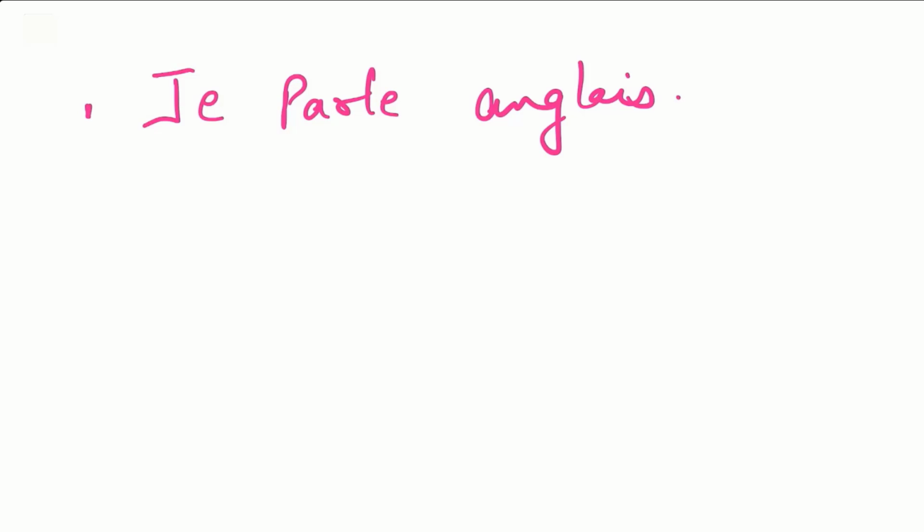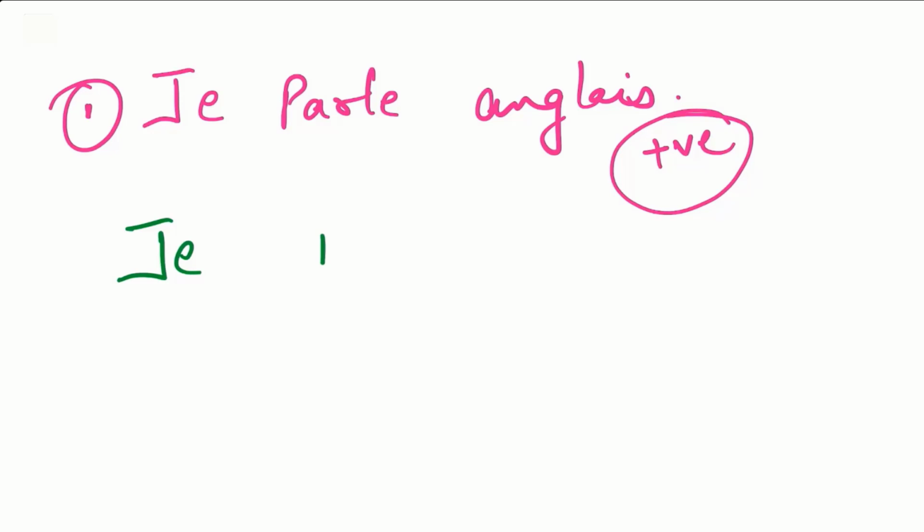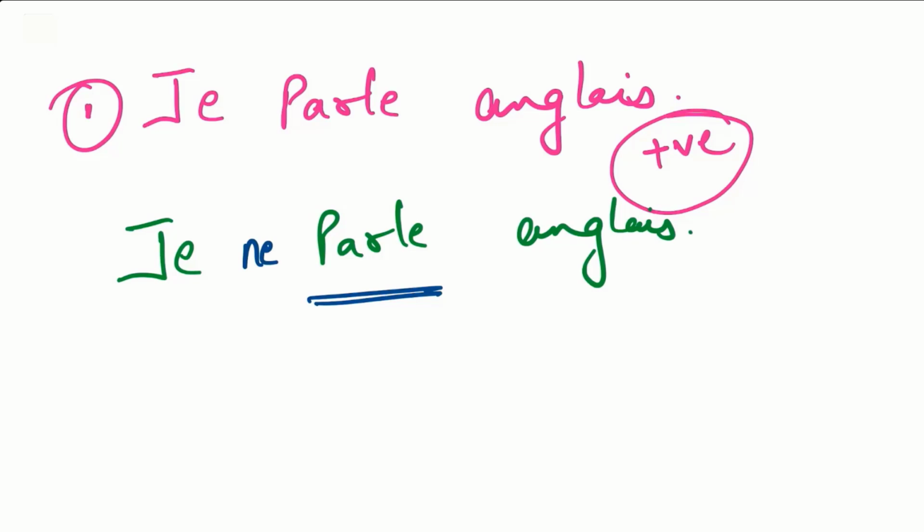The first example, je parle anglais. This is a positive sentence. This is not a negative sentence. Now just change it into negative. What are we going to do? We'll write the sentence once again here. And now I'm going to tell you where to put this ne and pas. Here the verb is this. So ne will come here and pas will come here. D'accord? Je ne parle pas anglais. I do not speak English.